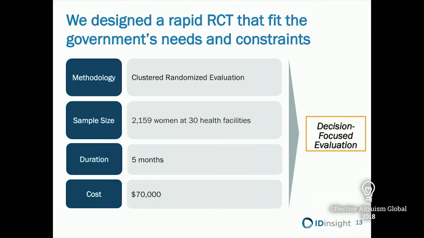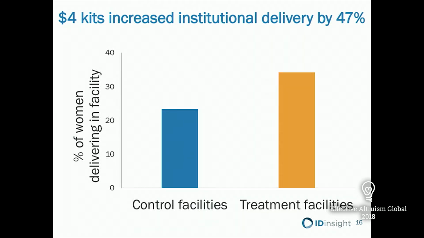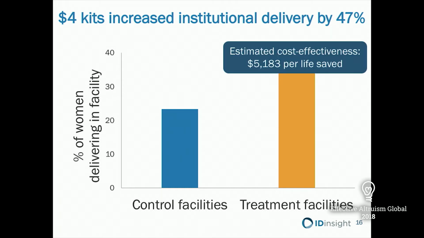So think about a rapid, inexpensive test that could potentially inform a very large-scale government decision that had implications for many mothers and children. And what we found after randomizing certain facilities to receive the treatment, certain facilities to remain as comparison groups, was that these simple $4 mama kits actually increased the percentage of women who delivered in a facility by 47%. And if you model that out, it roughly translates to around $5,000 per life saved.